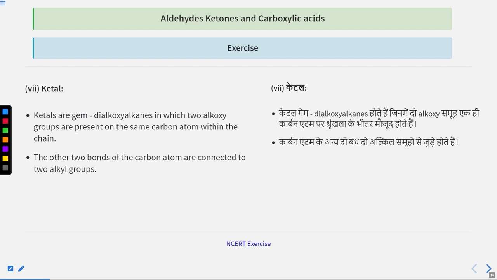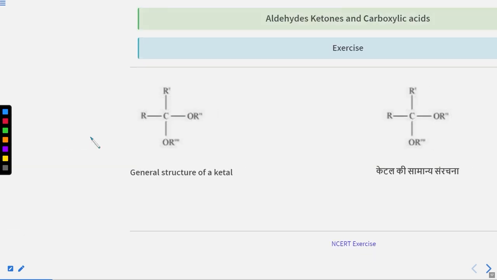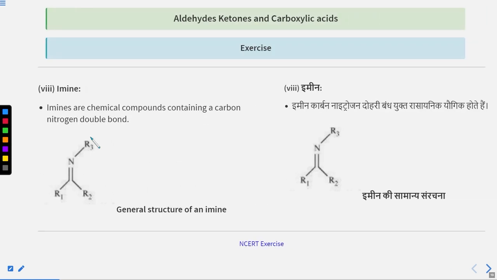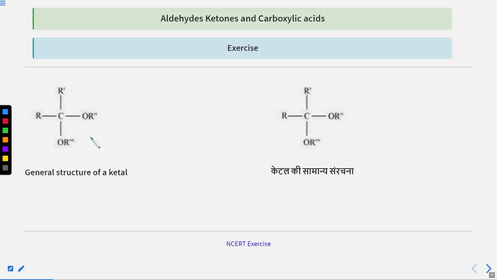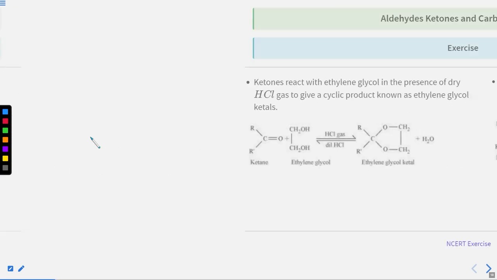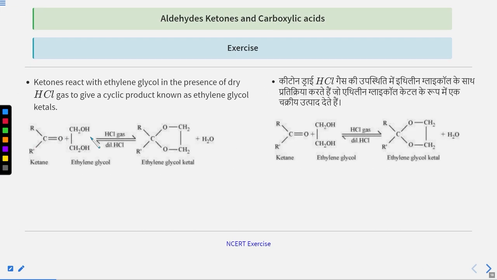Next is ketal. So we have ketal, we have seen. I think it is repeated twice. Sorry for this. No, ketal is different, right? In case of ketal, rather than two alcohols, we take a single compound having two hydroxyl groups. Now both hydroxyl groups will slowly substitute the double bond, and that will result in formation of this ketal.